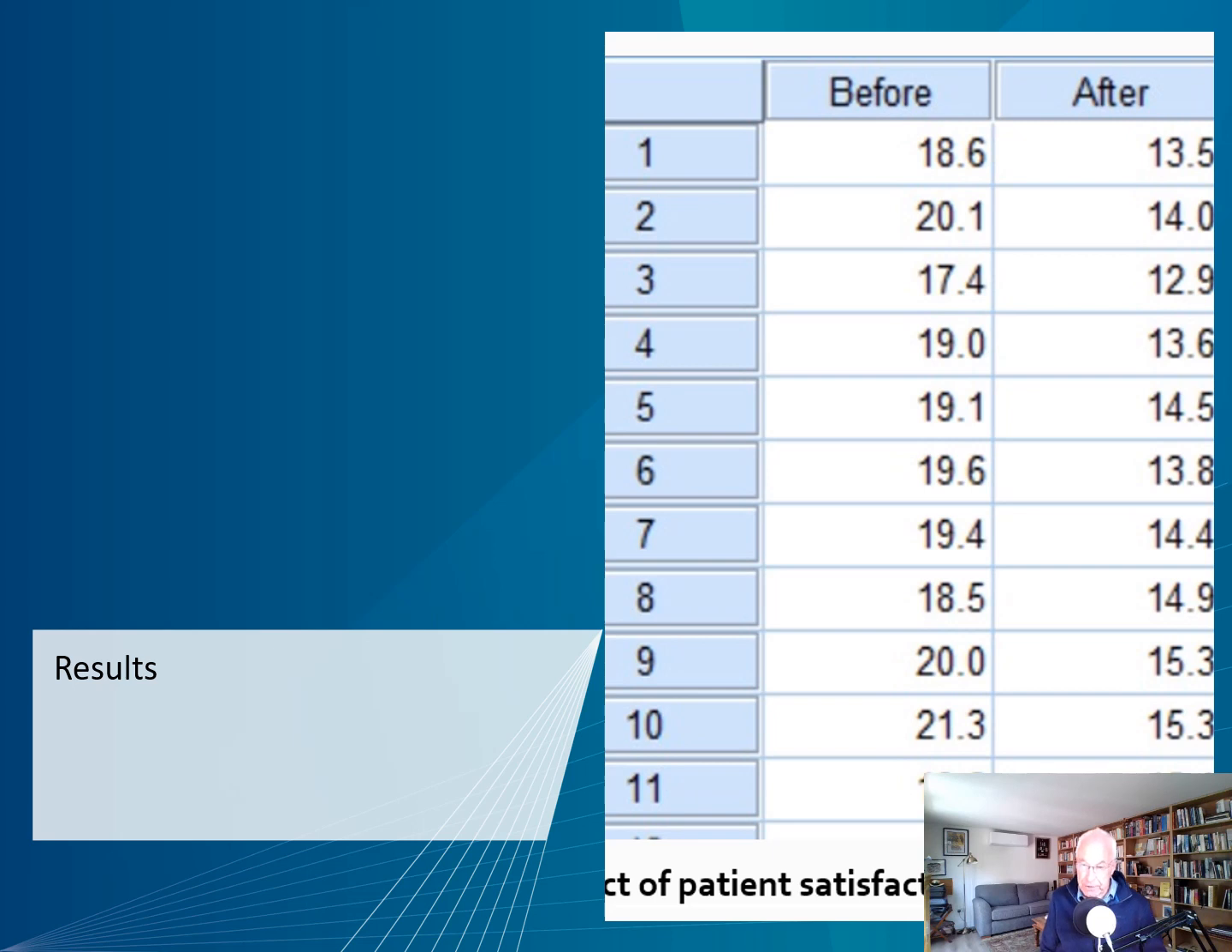Now, every section of a paper is important, of course, but what I want to talk about now is the results section, and this is where I find some inexperienced authors, but even experienced authors on occasions, find some difficulty.